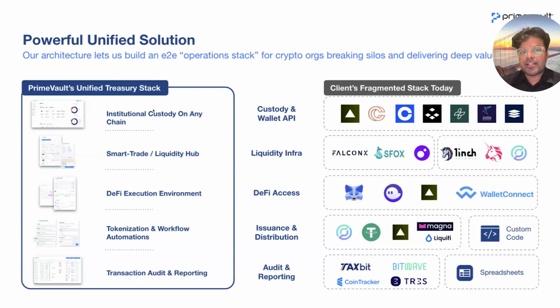So what institutions can do today is not just custody their assets on our platform across any chain, but they can use our liquidity pools to do trading or move money across different venues or across chains. We also give them a deep DeFi execution environment. Another thing we allow projects or institutions to do is automate their token workflows, like tokenization, issuing of tokens, or vesting distribution, a bunch of different things. And we also allow for transaction audit and reporting.